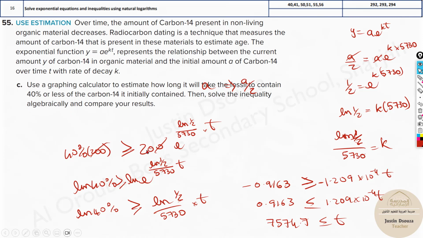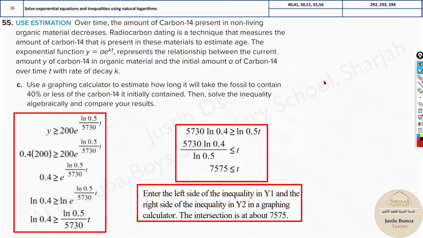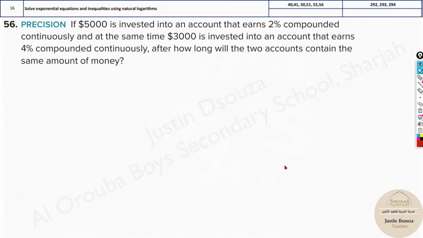So see, it's a little common sense as well. You have to have the value 40% or less. It should be in decaying mode, isn't it? So the time must obviously be more than a certain amount. So that's one way you can understand this. Let's just say the answer is 7575 because it's 0.7, right? So they have just rounded it off. Even in the graphing calculator, if you graph them, you will get the same answer.